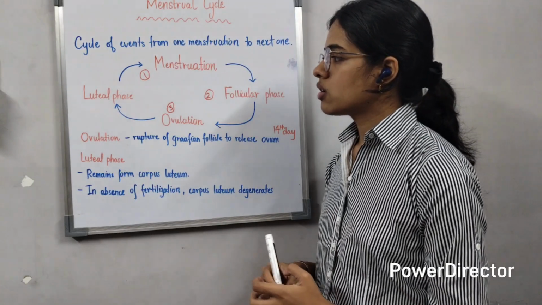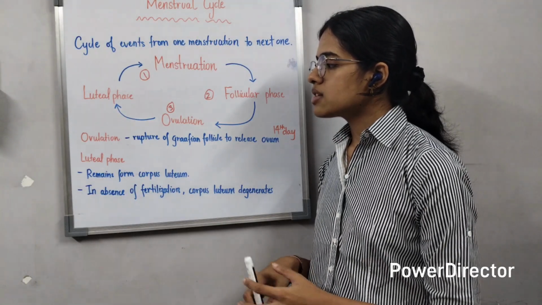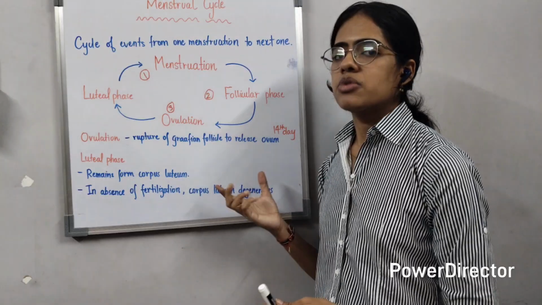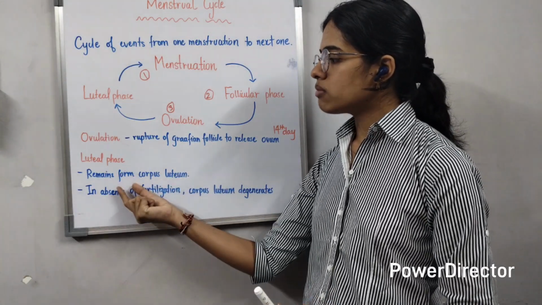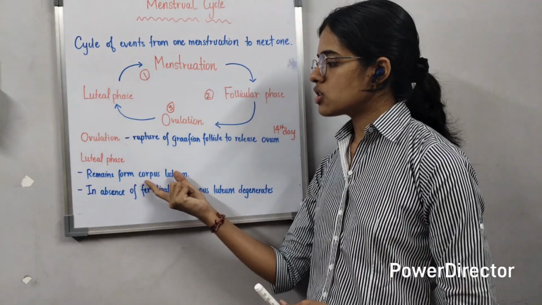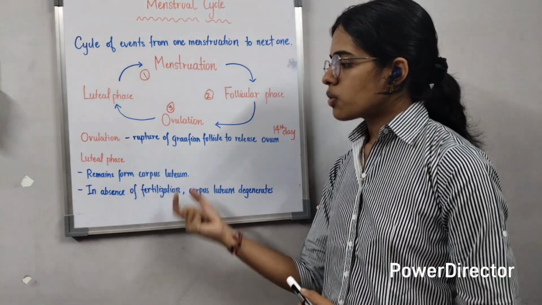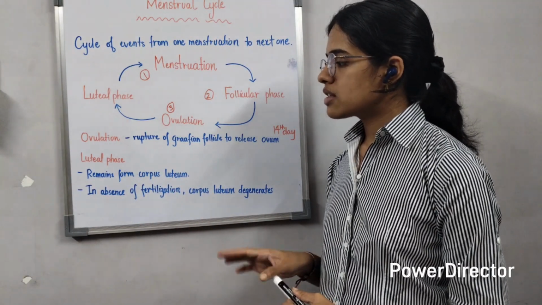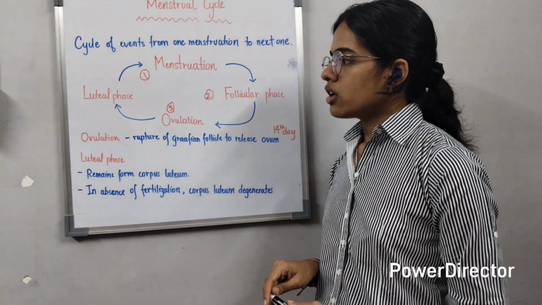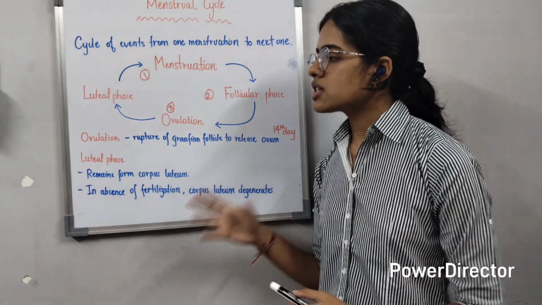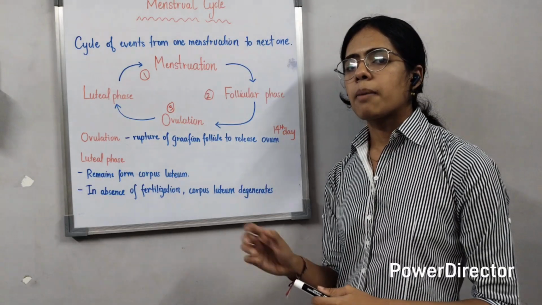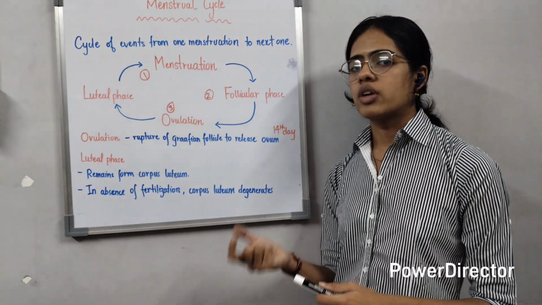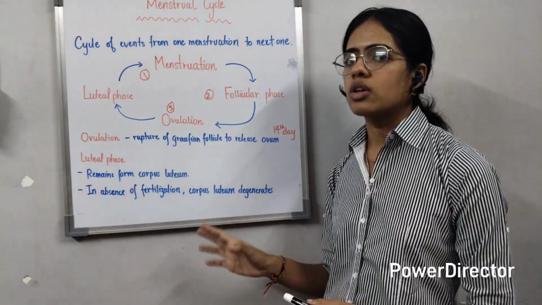What happens is, when the Graafian follicle ruptures, the remaining parts of the Graafian follicle will form a structure called the corpus luteum. This corpus luteum will stay in the ovary, and during this phase, the uterus is waiting for fertilization to occur and the implantation of the fertilized zygote to occur.